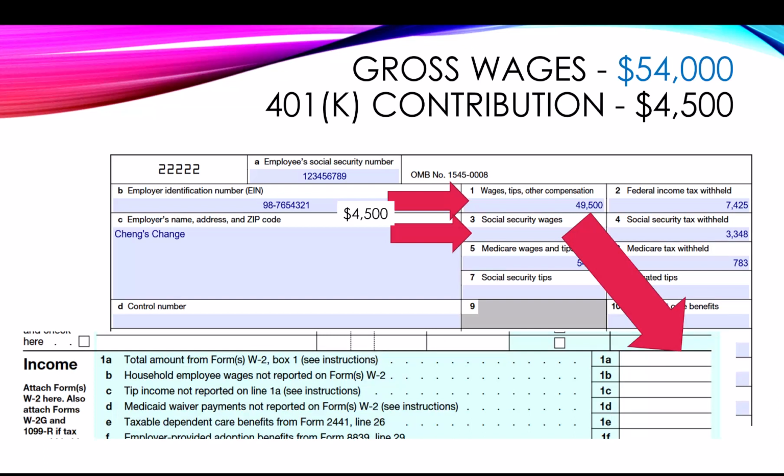So the contribution to the 401k is still a for AGI deduction. It reduces our taxable income before we calculate AGI. But we actually won't see that on our tax return because it was already taken out by our employer before they reported our net wages in box 1 of our W-2.